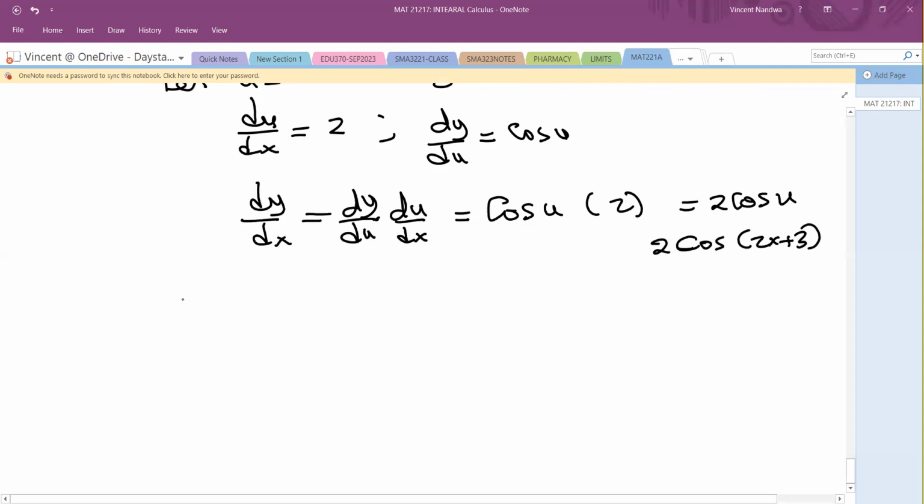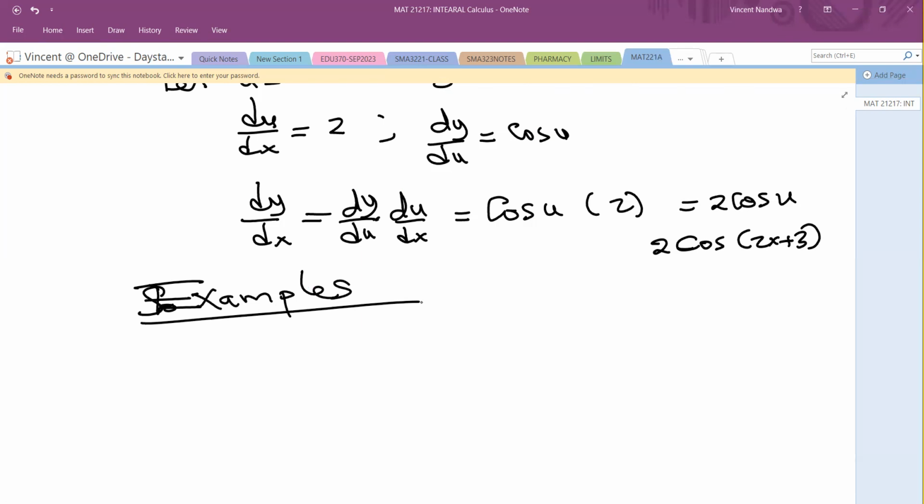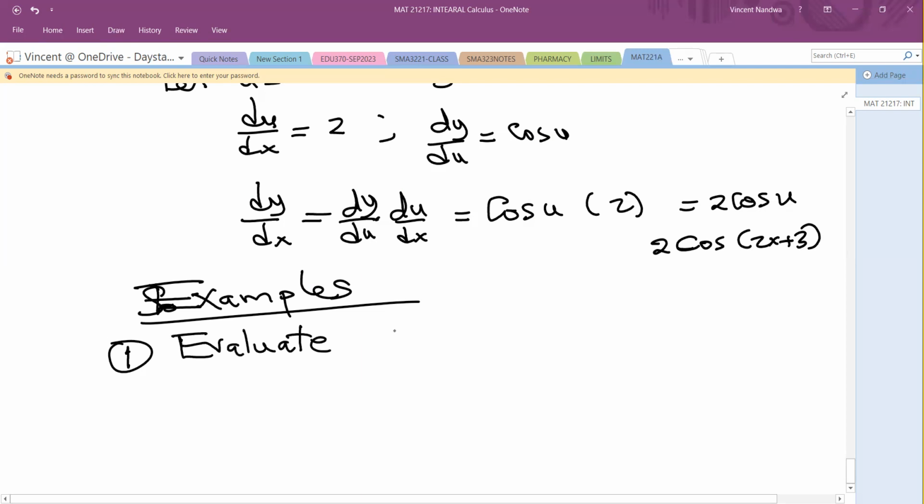I'll explain the method using examples. I don't give any clear-cut procedure on how to apply the method, but will explain it using examples. And I know that by the end of the discussion, things will make sense to you. So let's start with the first appetizer. Evaluate the integral of (2x plus 3) raised to power 2 dx.